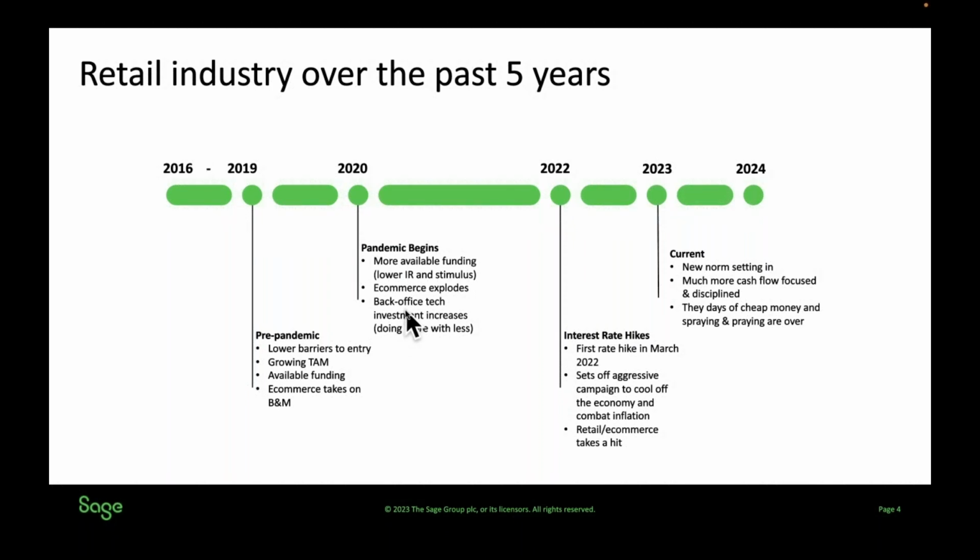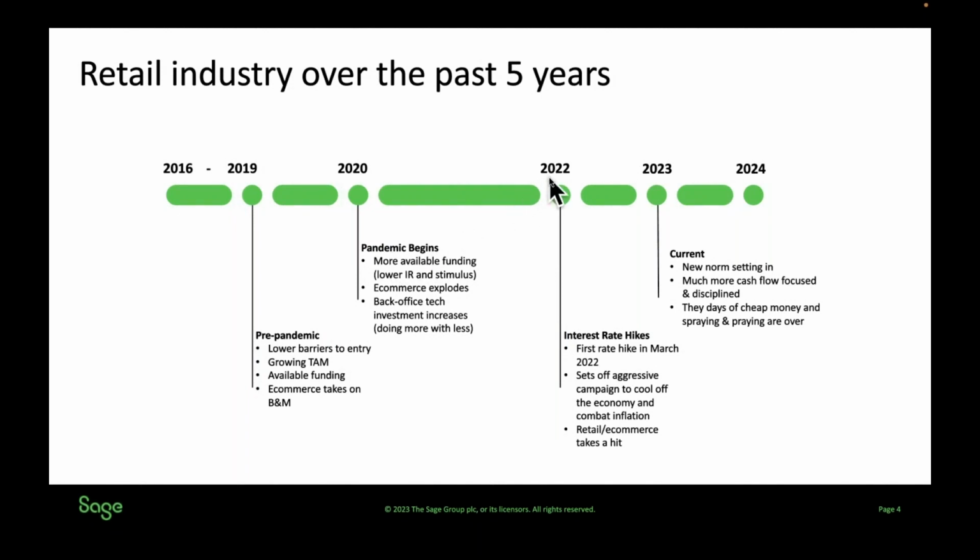The way that I like to put this is back office tech, really, for retail specifically, is all about doing more with less. And that's what retail was really focused on during this time. A lot of orders, a lot of demand coming in. They're just trying to keep up. So again, the pandemic, fairly good for retail.